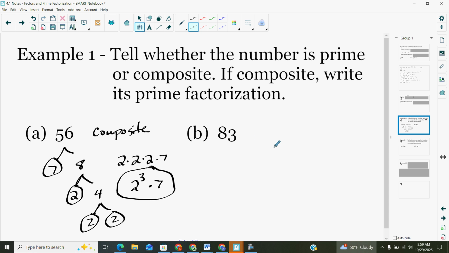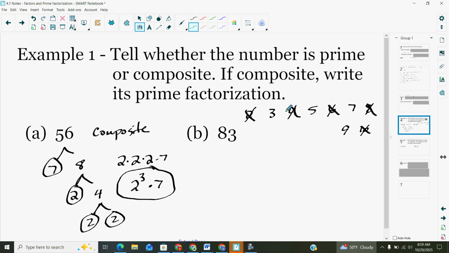83 is a tougher one. We know it's not divisible by 2. I can take that one off right away because it's an odd number. So I'm going to list them up here. You don't have to, but we know it's not divisible by 2, and if it's not divisible by 2, it's not divisible by any other even number. I can get rid of all these other even ones.